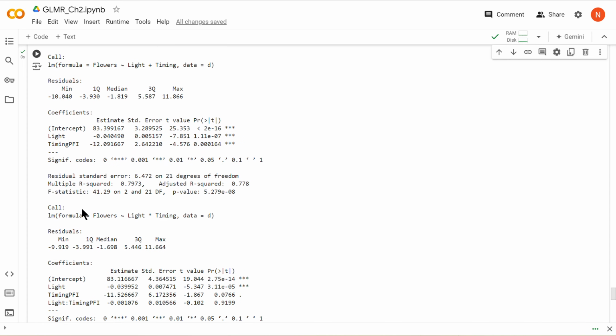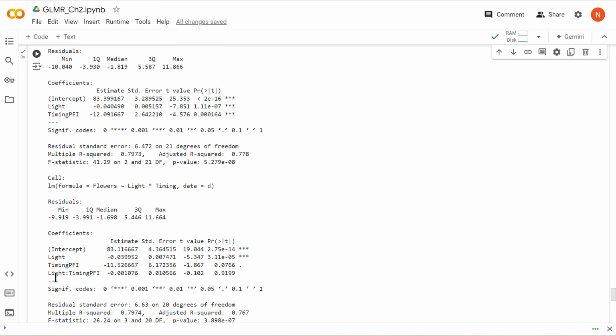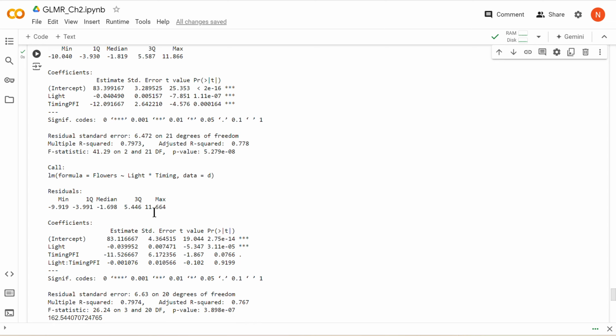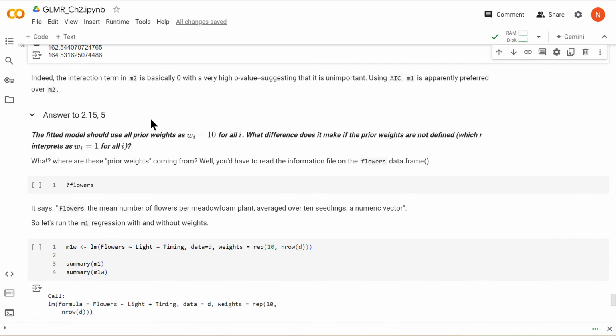But also, if I look at the summaries and we look at the interaction term for the second model, we see that it's basically 0 and it has an incredibly high p-value, suggesting that it's not important. All right. Next, part 5.